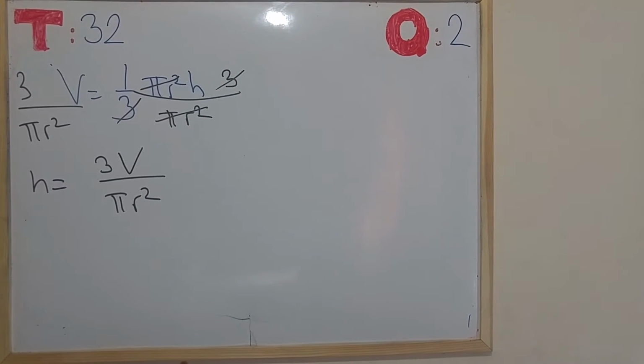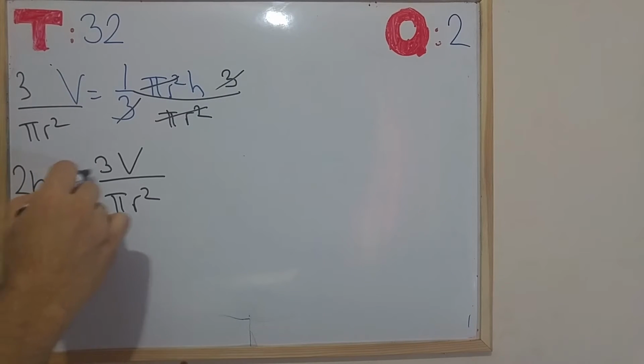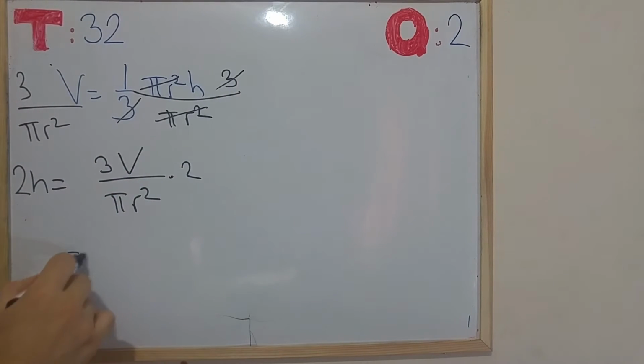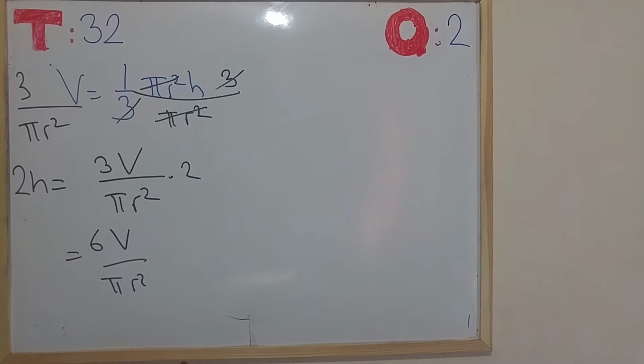Since I'm asked to solve this equation for 2h, now I need to multiply each side by 2, which comes out to be 3 times 2, which is equal to 6v over pi r squared.